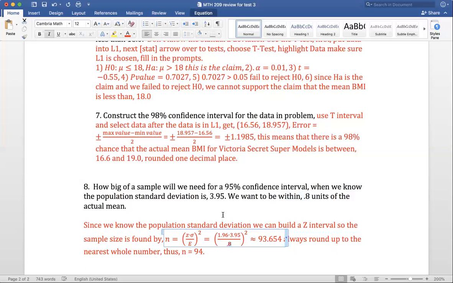The 95% confidence interval tells us what our z-score is, and we're told the population standard deviation. When we put this into the formula and calculate, we get 93.654. We always round that number up to the nearest whole number. Always round it up. So if that was 93.1, I'd still round it up to 94.